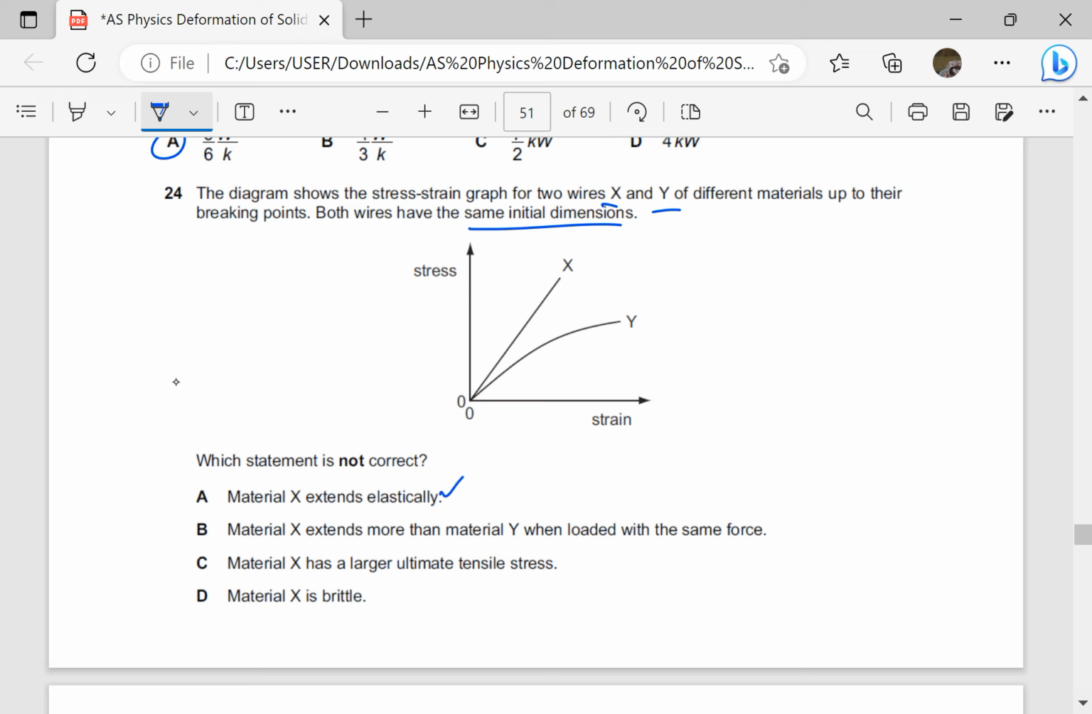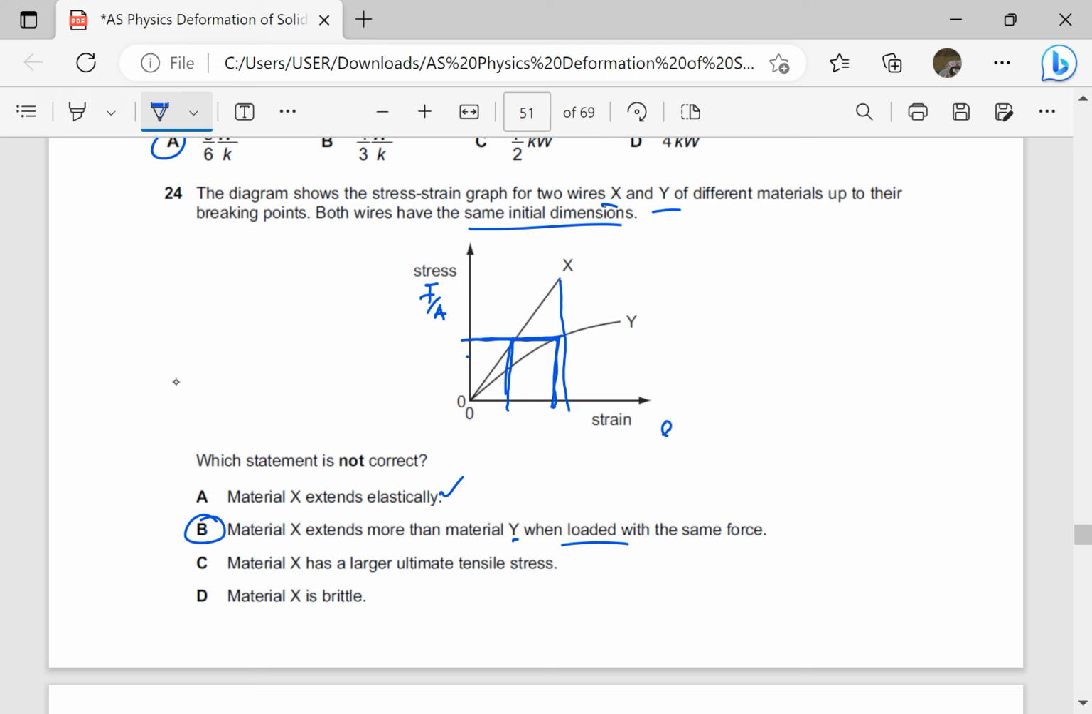Material X extends more than material Y when loaded with the same force. Let's check. For the same force, remember force is on the vertical because stress is force over cross-sectional area. So for the same force, you notice that material Y has a greater extension than material X. So this one is not correct.